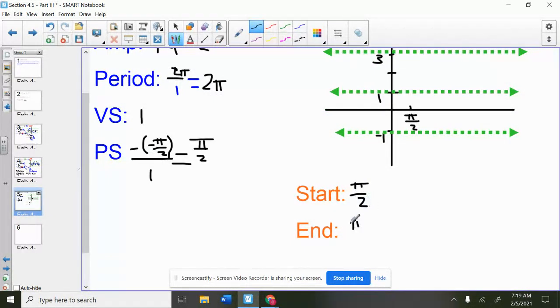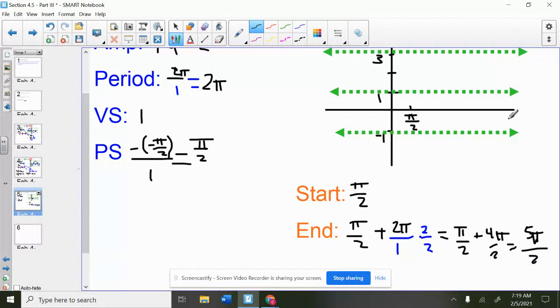My ending point is pi over 2 plus whatever the period is. My period was 2 pi, so I've got that. Now this isn't as easy because you got to get a common denominator. So again, fractional help here. Got to get a common denominator. Multiply that by 2 over 2. So then I get pi over 2 plus 4 pi over 2. And so then that's 5 pi over 2. So this thing's going to end somewhere over here at 5 pi over 2.